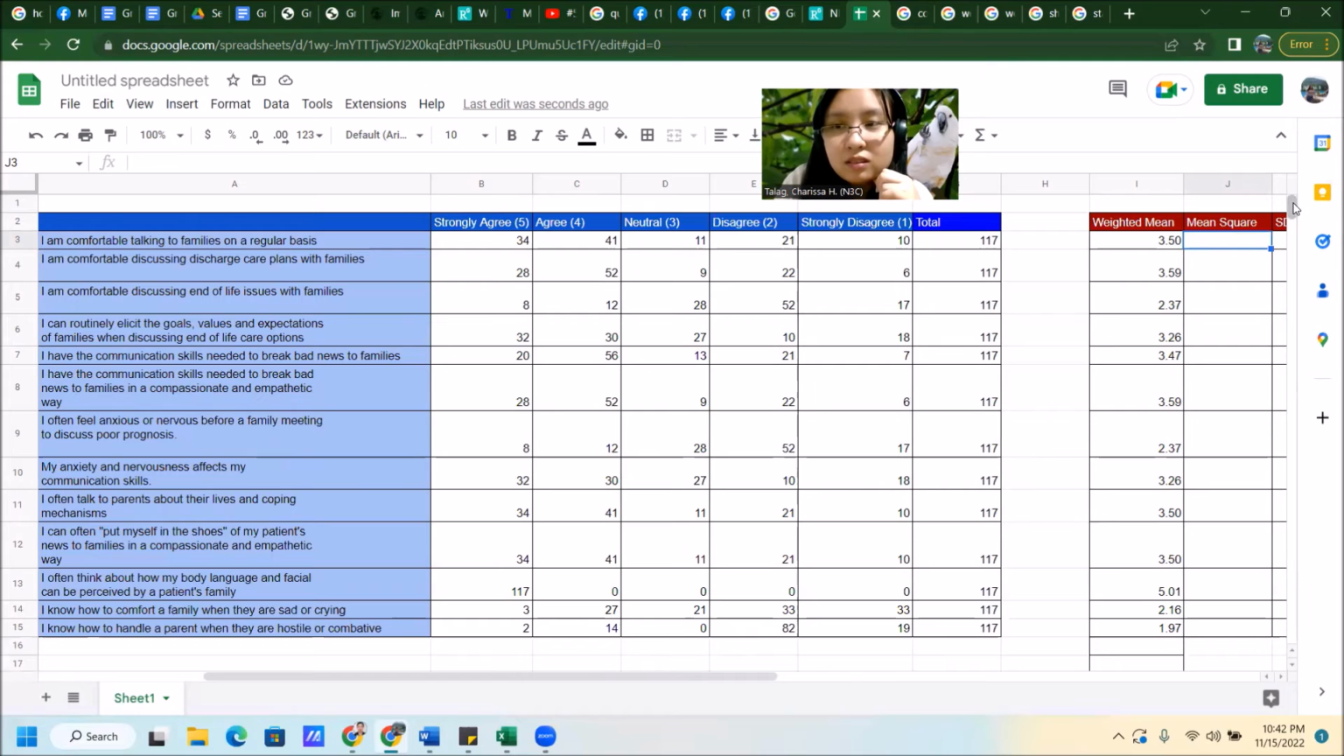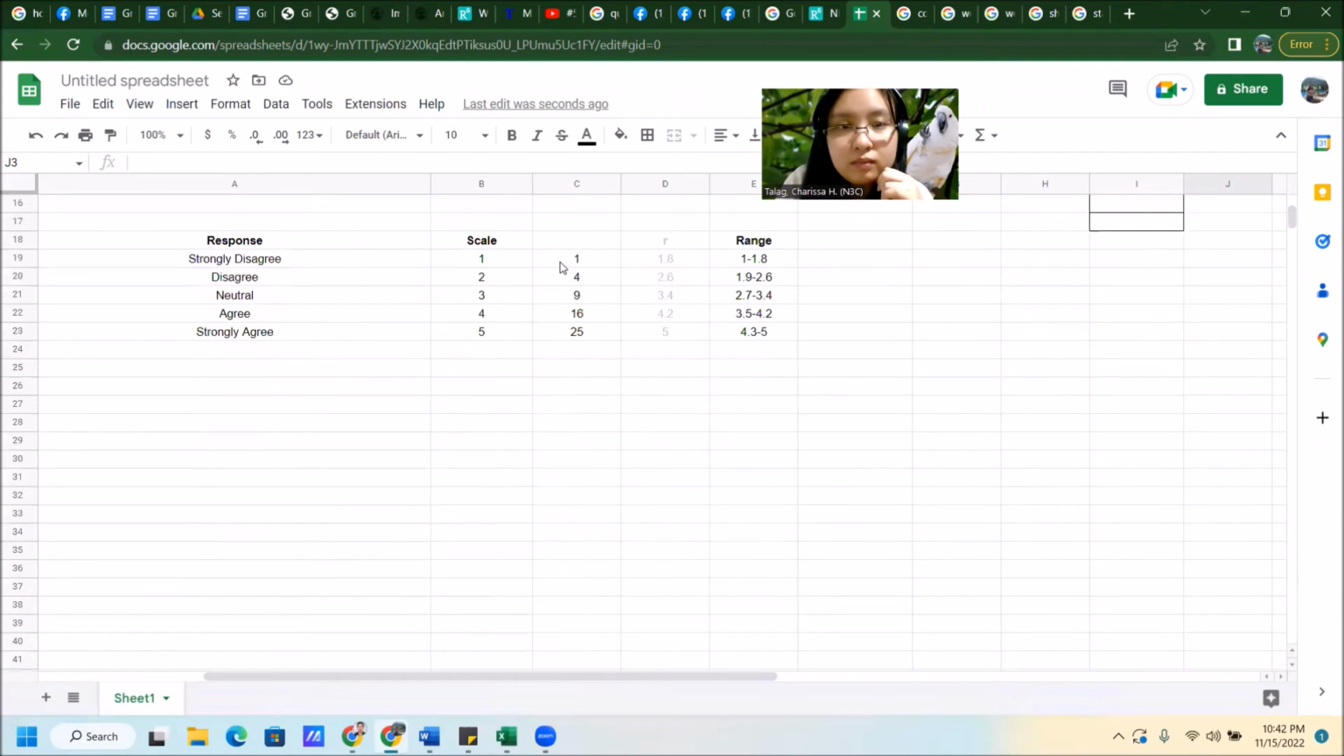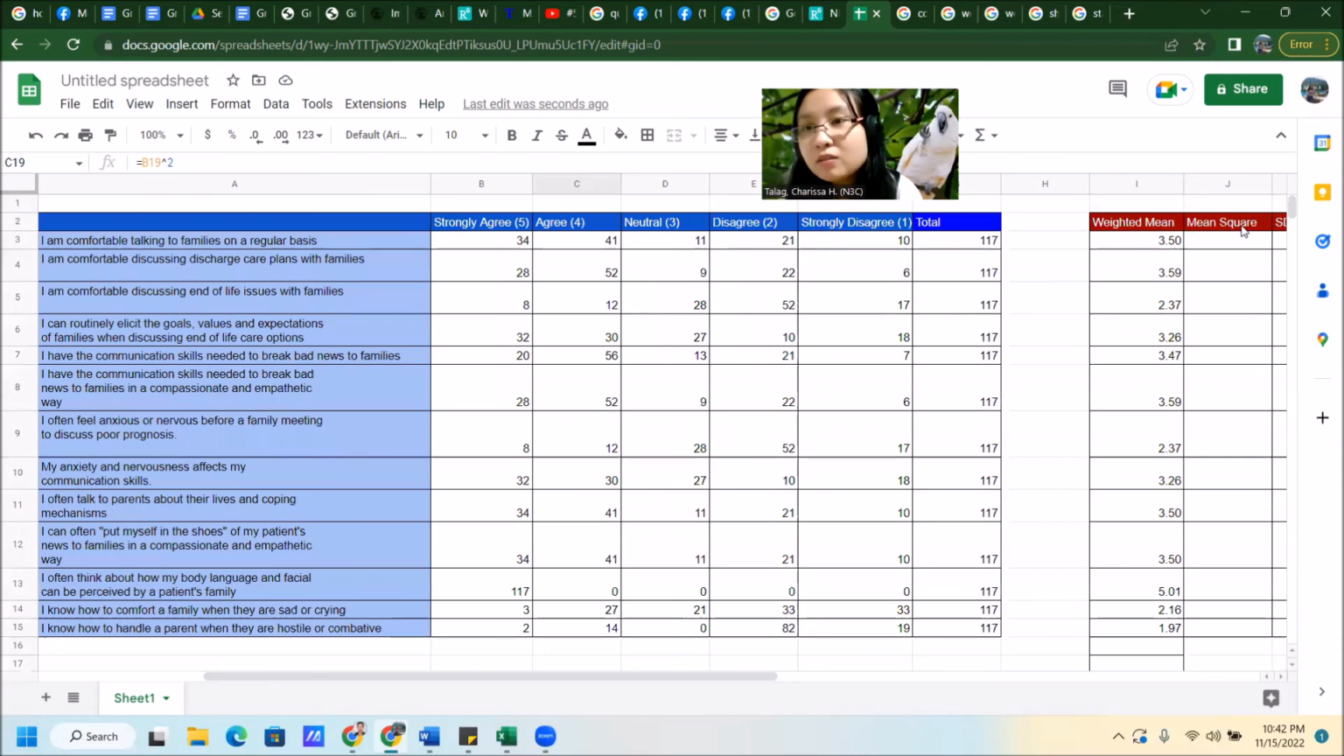So, ayan. Ginawa ko dito, in-input ko lang B19 squared, 1, square ng 2, 4, tapos ayan, 5 squared is 25. Ayan. And then, we'll do the same thing as what we did sa weighted mean.